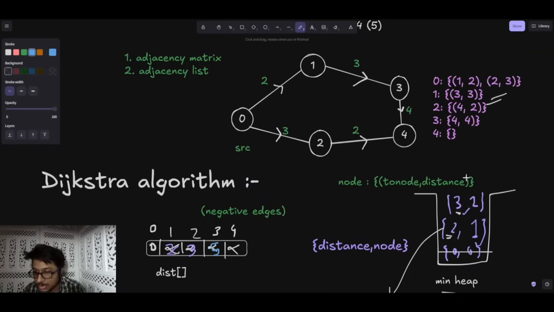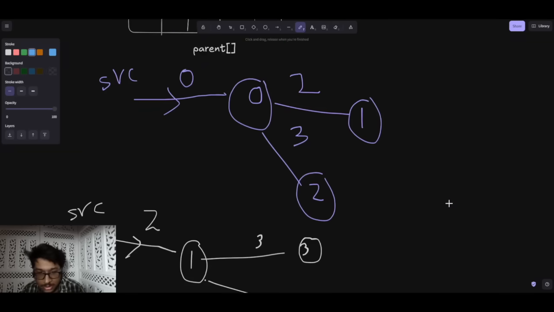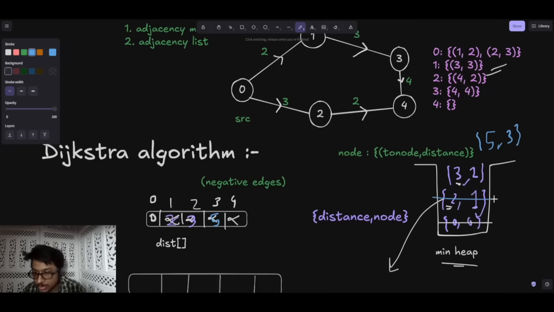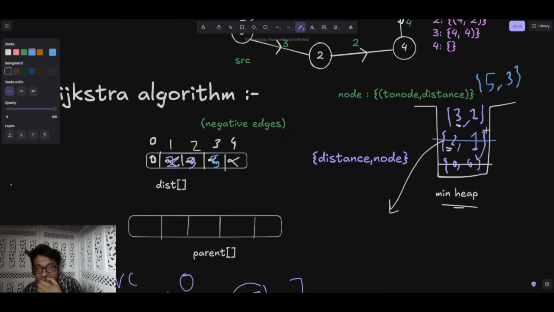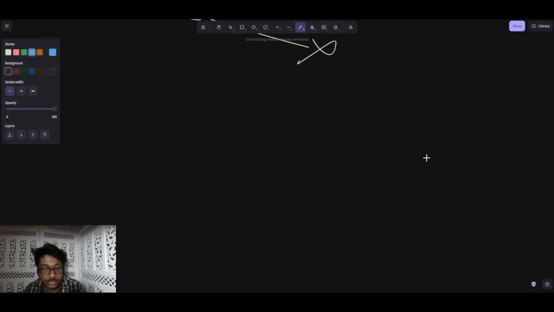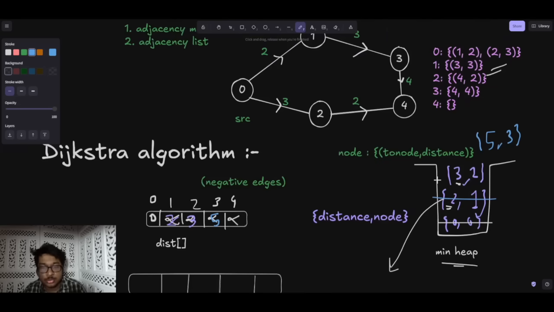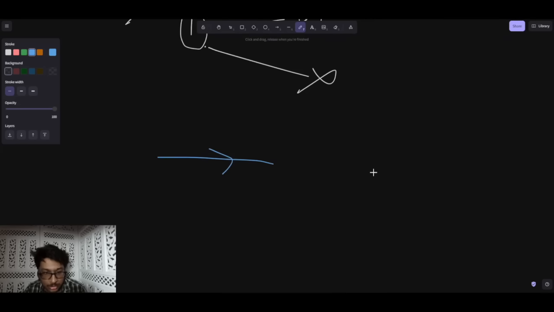So you have to put 5 comma 3 here because the distance is 5 and the node is 3. Done. So 2 comma 1 is processed. After that you have the next node, which is 3 comma 2. 3 comma 2 means the distance is 3 and the node is 2. So the node is 2, the distance is 3 from the source.